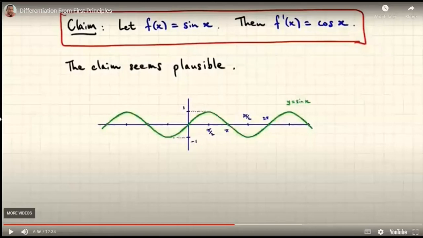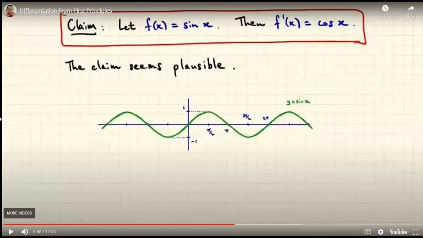We claim that the derivative of sine x is cos x. I'm going to sketch a proof, but the proof will involve an advanced mathematical argument. If you don't follow all the detail, don't worry. I'll first try to convince you visually that the claim seems plausible.